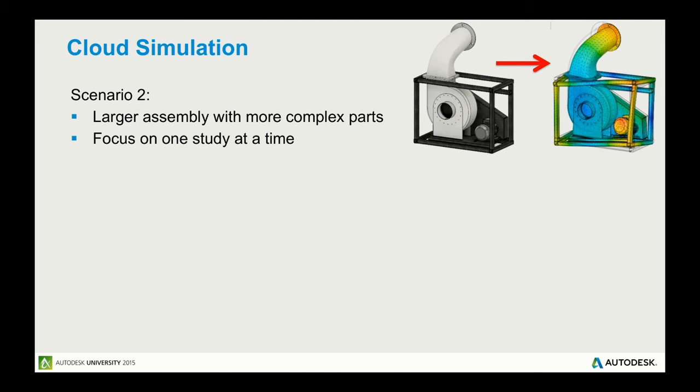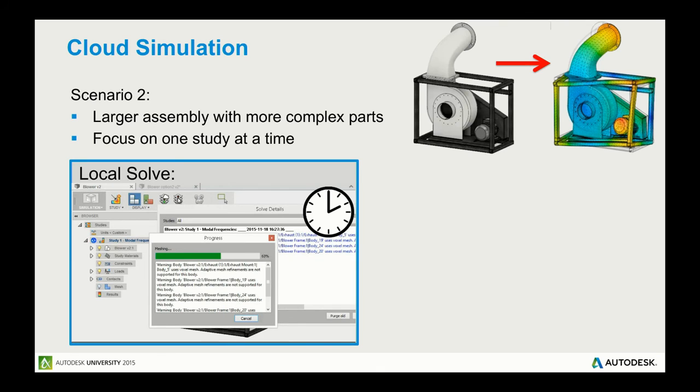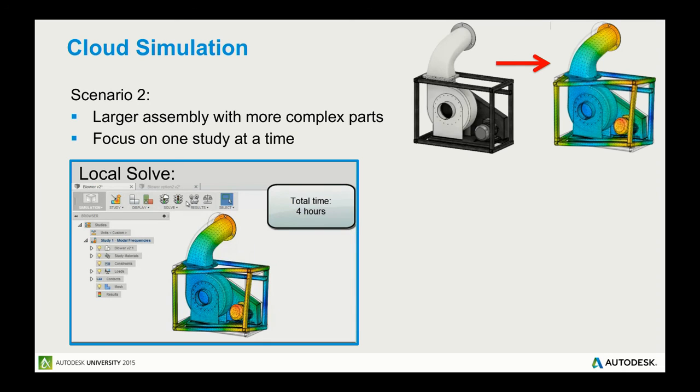We have a larger assembly with more complex parts, but still focusing only on one study at a time. So let's take a look at how it works. For local solve, I'm going to call the solve, and now it's happening. It's going to mesh and solve, and because this is a big part, it actually takes time. So now I have already spent 2 hours, 3 hours. I'm still waiting for my results, and in about 4 hours, I'm getting the results. So I spent 4 hours to do the analysis of this component.